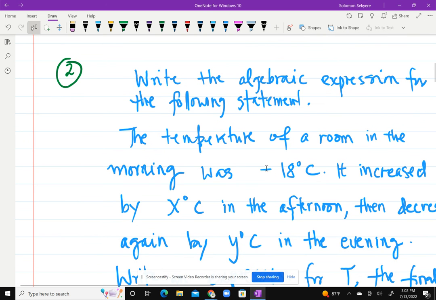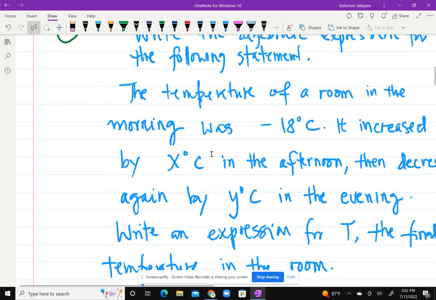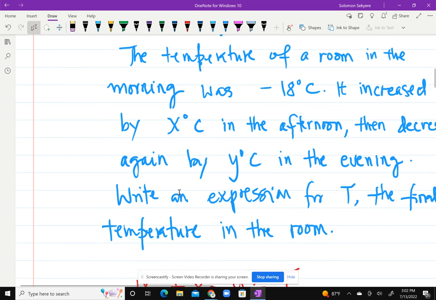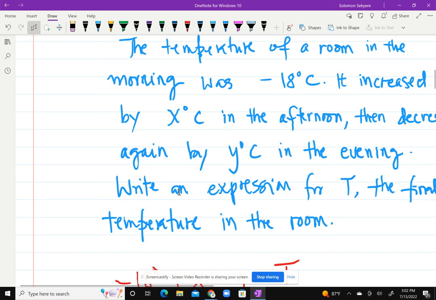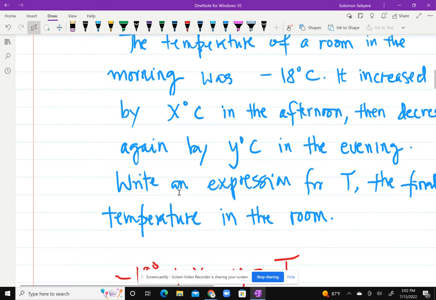Let's do another one. Here we have a room. In the morning, it was negative 18 degrees Celsius. And then it increased by X degrees Celsius. And then it decreased again by Y. What is the final temperature? Don't let the variables X and Y confuse you. Let's say you started with 20 and decreased by 5. Where is it at? It's 20 minus 5, right? And then you increase by 3, then you add 3. It's the same here.